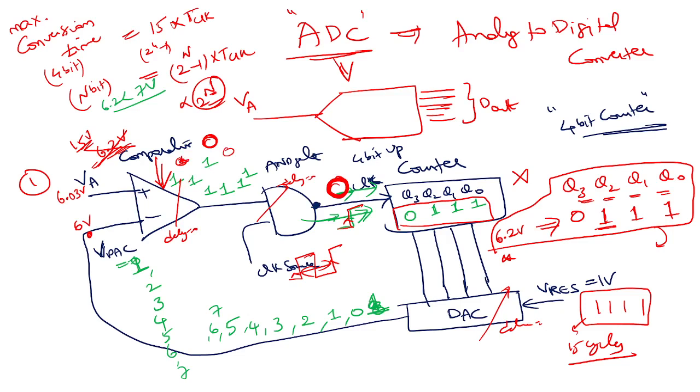That means indirectly your counter output is decided by how good the comparator is going to be and how well the DAC's conversion is doing. Forget about DAC, it's not a big issue, but comparator, how good it is going to compare these two values. That means the output is decided by the circuit elements, right?